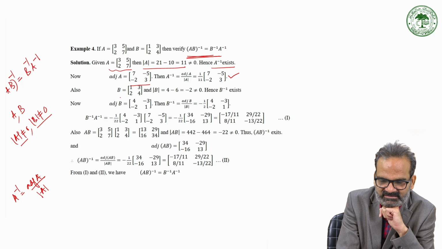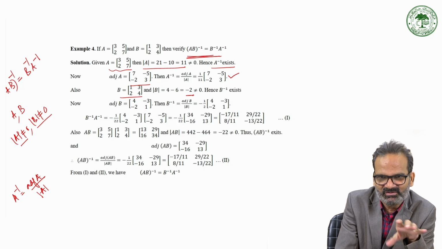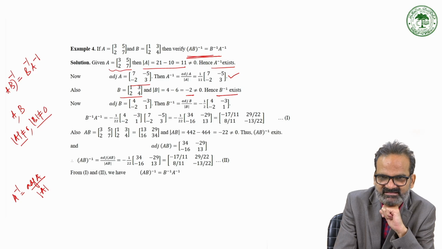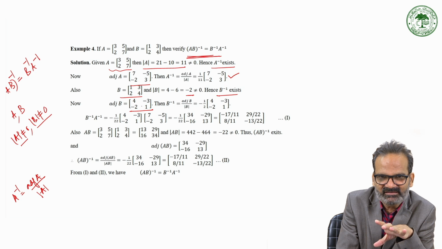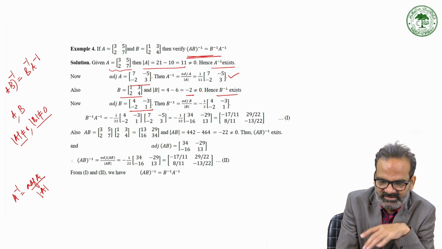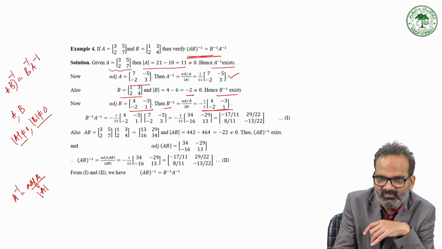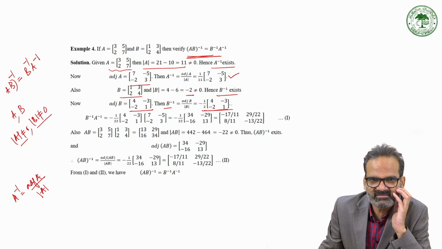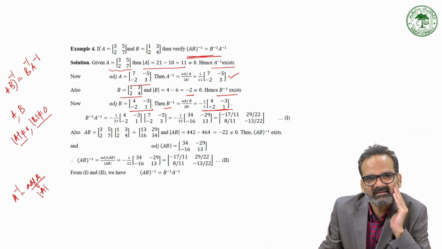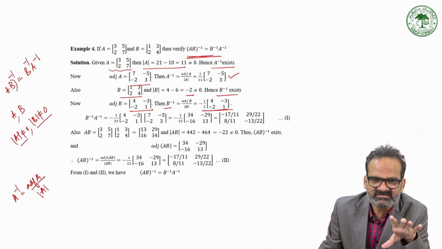Likewise, B is this matrix. Determinant of B is coming out to be minus 2, non-zero. Therefore, B inverse exists. Similarly, find the adjoint of B. Clear? As we calculated the adjoint of A, we will find the adjoint of B. And if adjoint of B is there, we can calculate B inverse, and B inverse is coming out to be minus 1 upon 2, 4, minus 3, minus 2, minus 1. So we have calculated A inverse and B inverse, both are there.